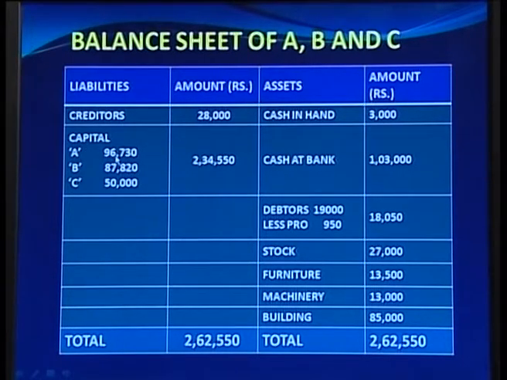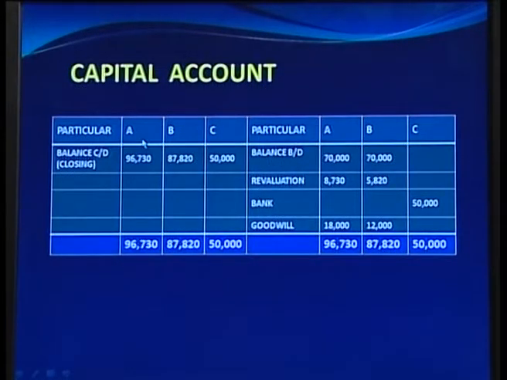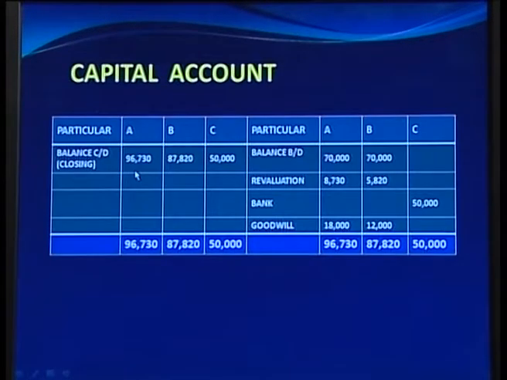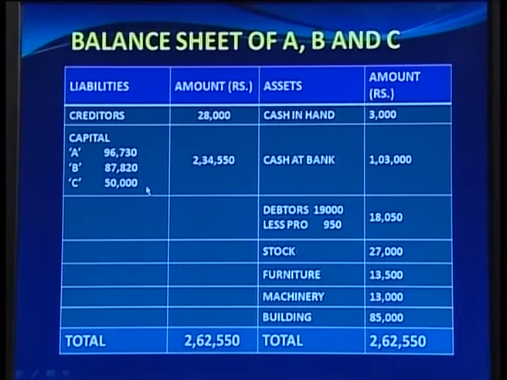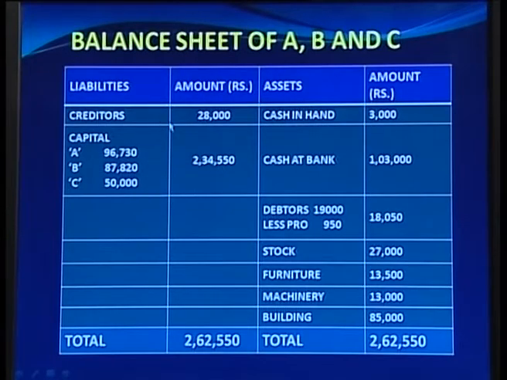Capital accounts are being written as A, B and C. For A, 96,730, it is arrived from the capital account of A. Similarly for B, 87,820, it is the closing balance of B's capital account, and for C it is 50,000, which is the closing balance of C's account. So the total of the liability side is 28,000 plus 2,34,550, and it amounts to 2,62,550.